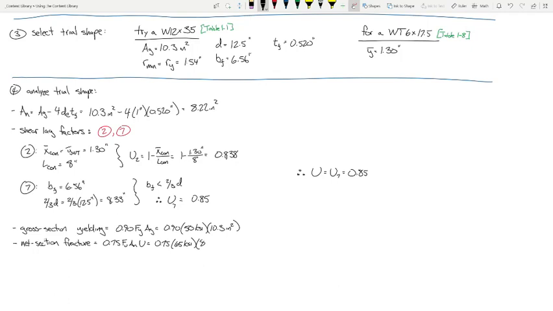So this is 8.22 and 0.85. What do we get for gross section yielding? 0.9 times 50 times 10.3. 463.5 KSI. Not KSI, but you're right on the number. 63.5 kips, because we're taking the KSI, multiplying it times an area. All right. What about net section fracture?